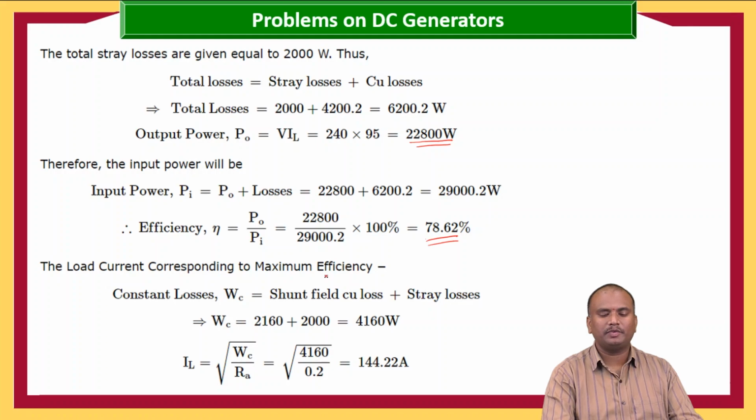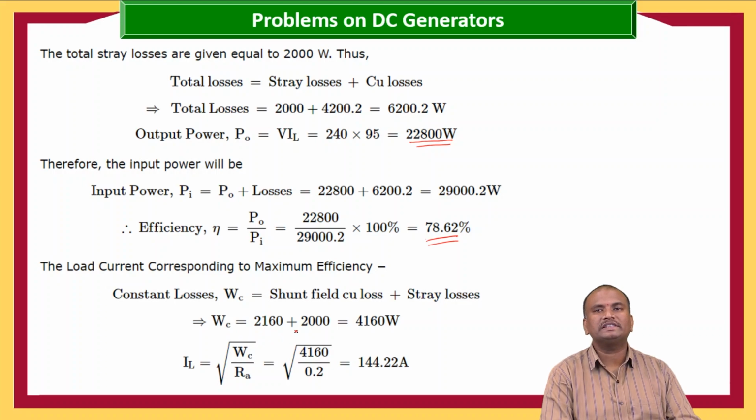Now the load current corresponding to the maximum efficiency: constant losses WC is equal to shunt field copper losses plus stray losses, that is 2160 plus 2000, which is equal to 4160 watts, where IL is equal to square root of WC by RA, which is equal to square root of 4160 by 0.2, which is equal to 144.22 amperes.